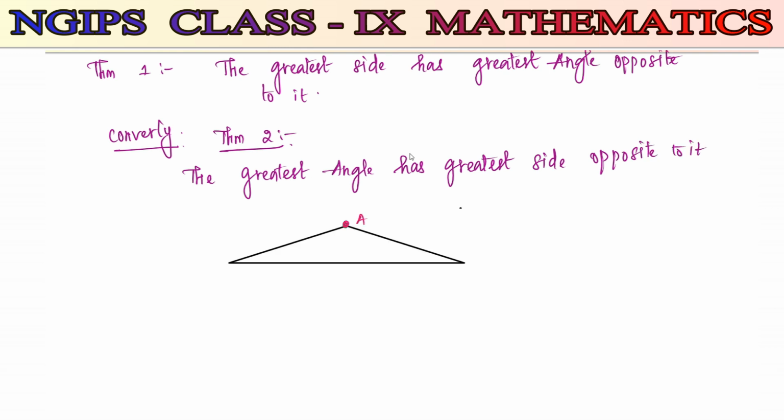This is angle A, this is angle B, and this is angle C. This angle is 70 degrees, this angle is 45 degrees, and this is going to be 65 degrees. First theorem we have discussed here.